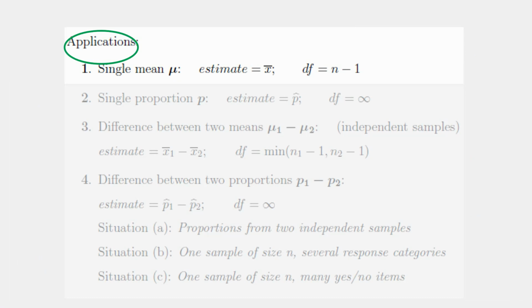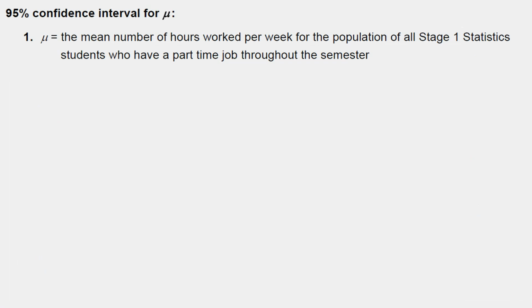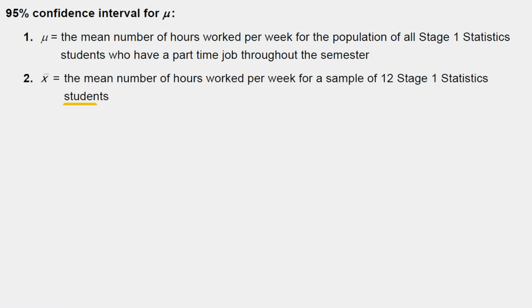We can see up the top there, we're looking at a single mean. So our parameter is mu, a single mean, and our estimate is x bar. Degrees of freedom is n minus 1. So here's our parameter. In symbols, mu, and in words, the mean number of hours worked per week for our population. Okay, so that's our parameter. Step 2, our estimate. So here we go. This is just for the sample. And our estimate for the mean, 12.5.